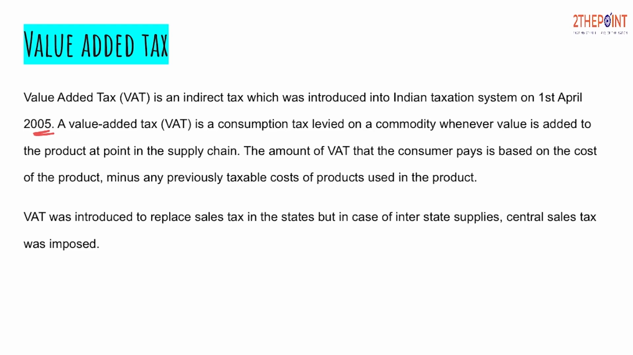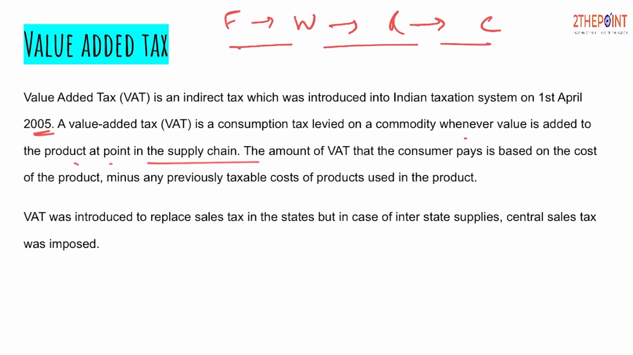Value added tax is a consumption tax levied on a commodity whenever value is added to the product at a point in the supply chain. So this is the supply chain, as you know. The product goes from a factory owner to the wholesaler, then to the retailer, and then to the consumer. So in this supply chain, if value is added to the product, value added tax is the tax that would be levied on it.